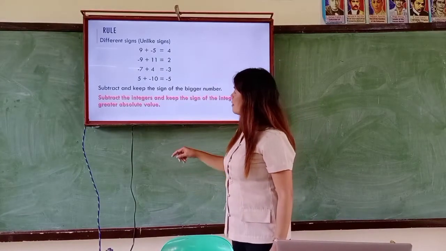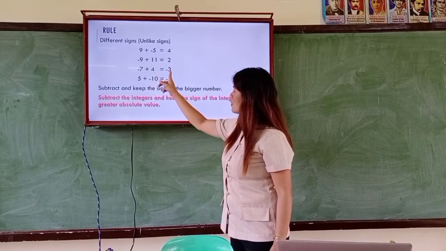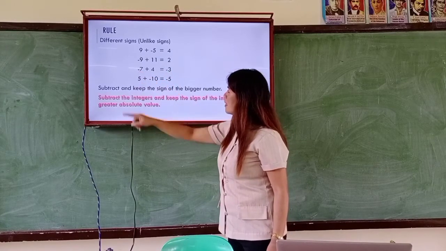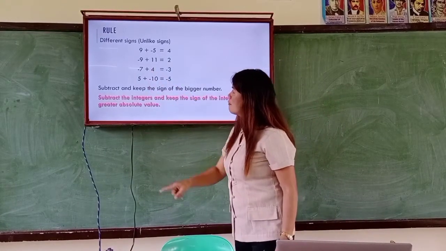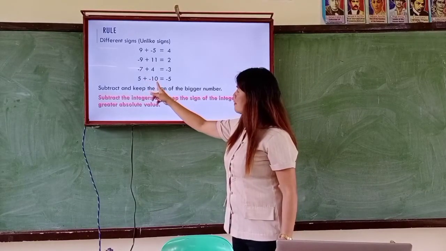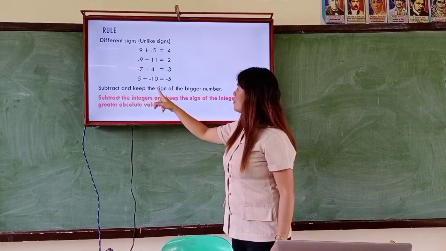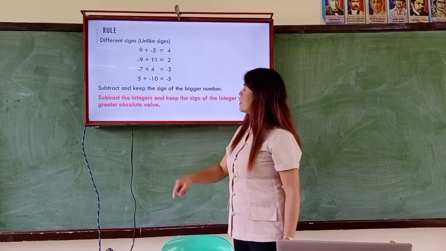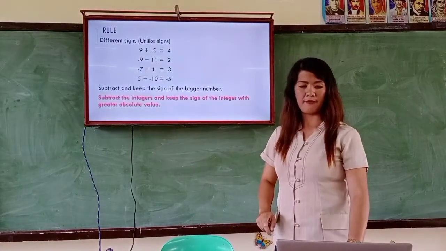Then we have negative 7 plus 4. Different signs, subtract. So 3. Copy the sign of the negative 7 since negative 7 has a greater absolute value compared to 4. The same with positive 5 plus negative 10. Different signs, subtract. Keep the sign of the bigger number, or the number with greater absolute value. So that is negative 5.